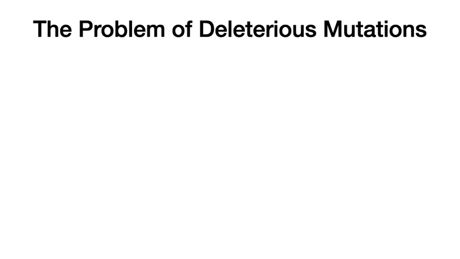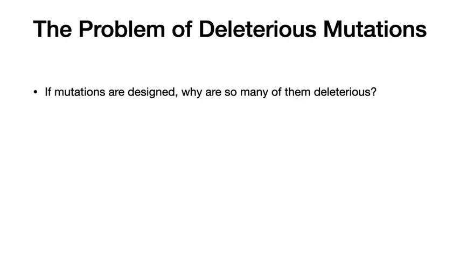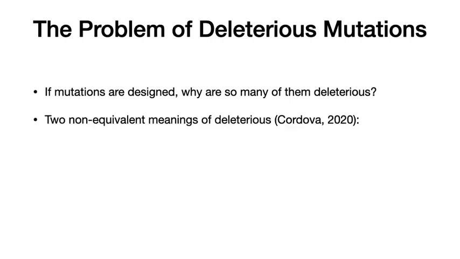So now there's a problem of deleterious mutations. So you say, if all these different options are physiological designs, why are so many of them deleterious? So, for example, the beneficial to deleterious ratio of mutations is really, really low. So there's very few beneficial mutations for every deleterious mutation. So why is that? And I think the real reason is that there's actually two non-equivalent meanings of deleterious.